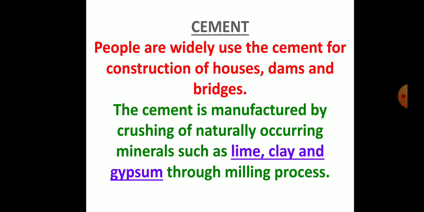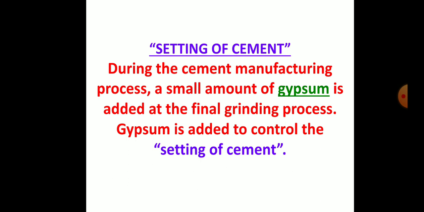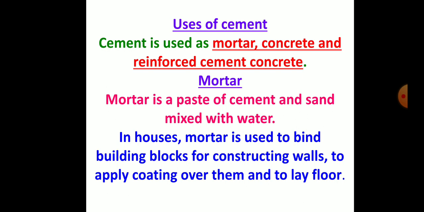The cement is manufactured by crushing of naturally occurring minerals such as lime, clay, and gypsum through milling process. Setting of cement. During the cement manufacturing process, a small amount of gypsum is added to the final grinding process. Gypsum is added to control the setting of cement. Uses of cement. Cement is used as mortar, concrete, and reinforced cement concrete.